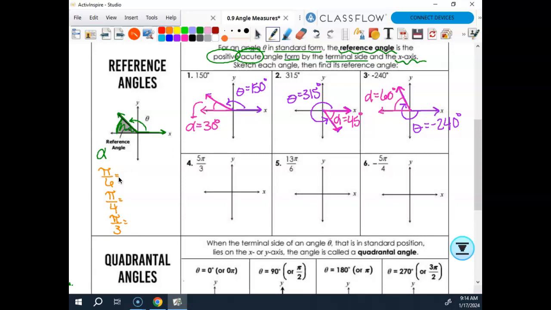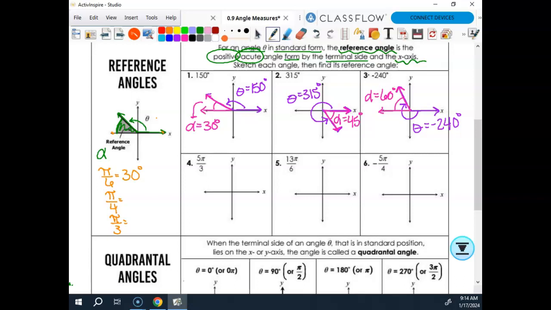So let's talk about pi sixths. If I go from here to here, that is 6 pi sixths, right? From here to here, around this way, 6 pi sixths. So if I just go one of those, if I just go pi sixths, I've gone 1/6 of the way of 180. What's 1/6 of 180? 30, right? So pi sixths is 30 degrees.